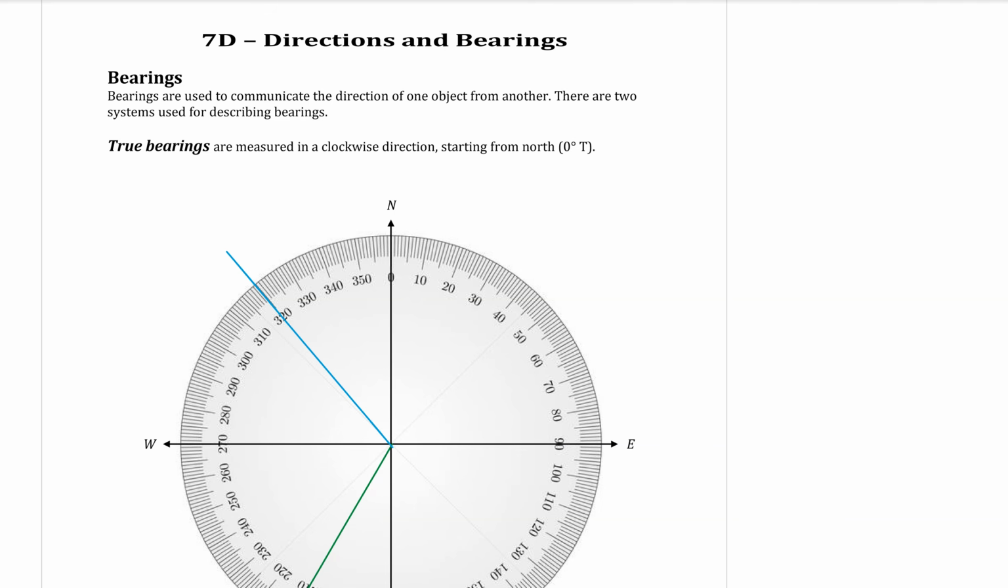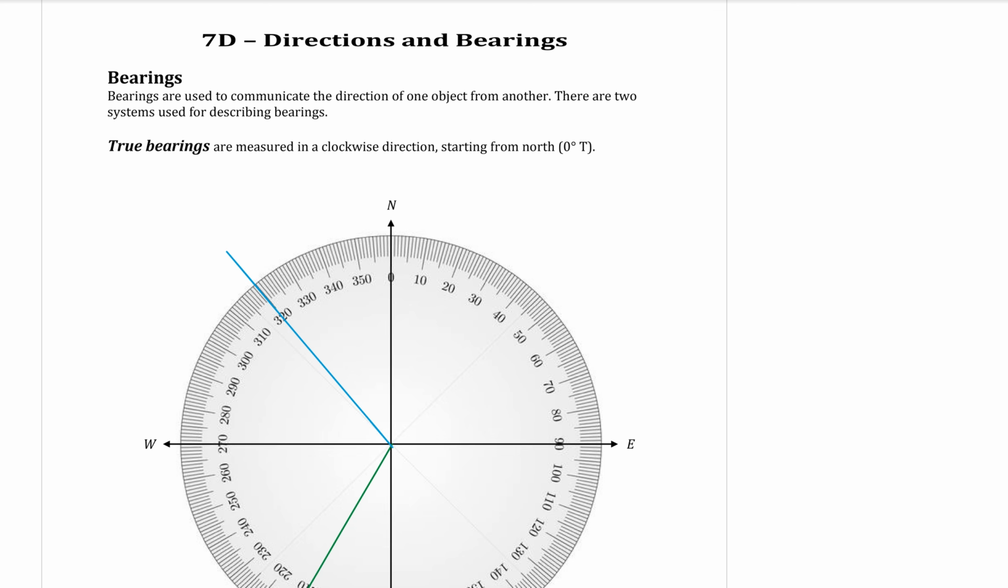Today we are going on with directions and bearings. So we're going to be finding bearings. Bearings are used to communicate the direction of one object from another. There are two systems that are used for describing bearings, and we're going to look at both of them today.